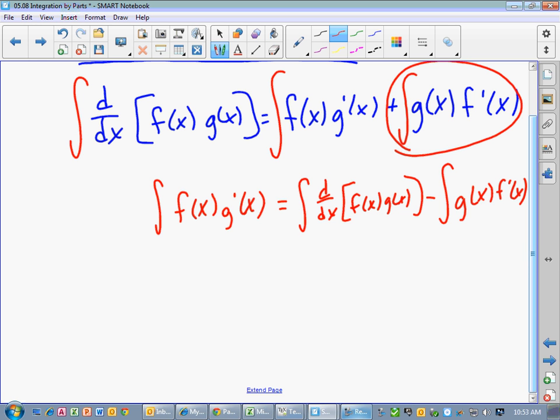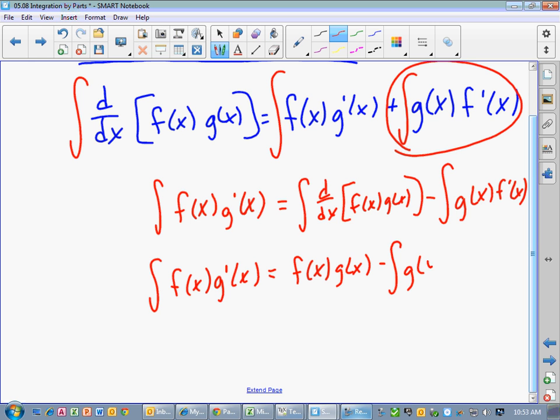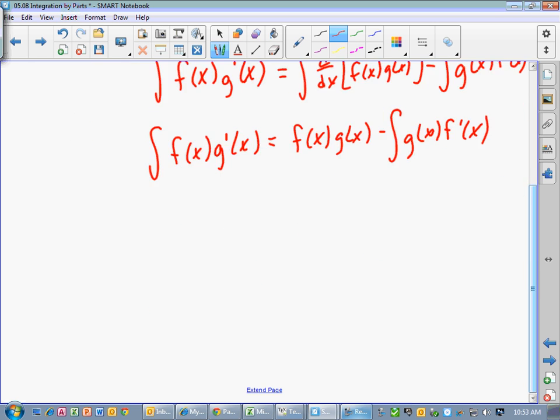Okay. Now, what is the integral of the derivative? Just this, right? Just the function. So we have the integral of f of x g prime of x equals f of x g of x minus the integral of g of x f prime of x. Now this is what we call integration by parts.